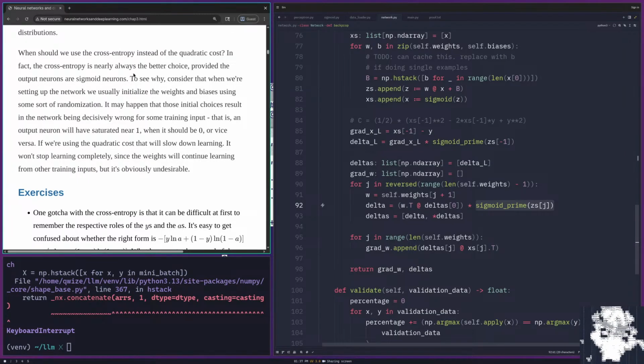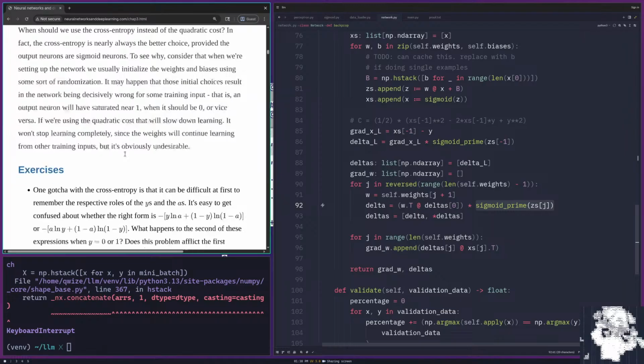When should we use the cross entropy instead of the quadratic cost? In fact, the cross entropy is nearly always the better choice, provided the output neurons are sigmoid neurons. To see why, consider that when we're setting up the network, we usually initialize the weights and biases using some sort of randomization. It may happen that those initial choices result in the network being decisively wrong for some training input. That is, an output neuron will have saturated near 1 when it should be 0 or vice versa. If we're using the quadratic cost, that will slow down learning. It won't stop learning completely since the weights will continue learning from other training inputs, but it's obviously undesirable.